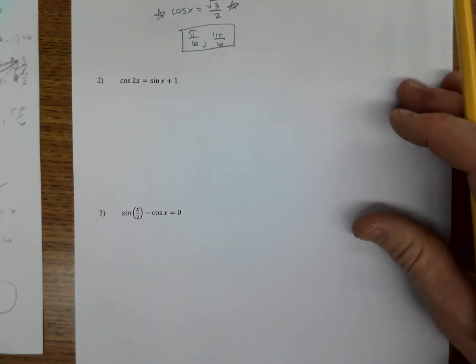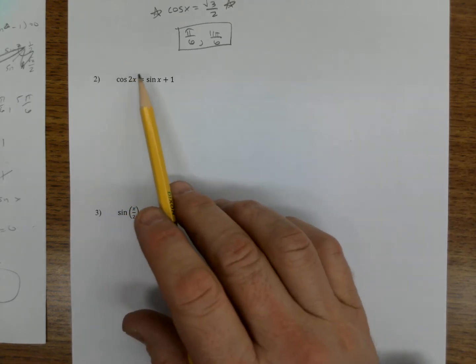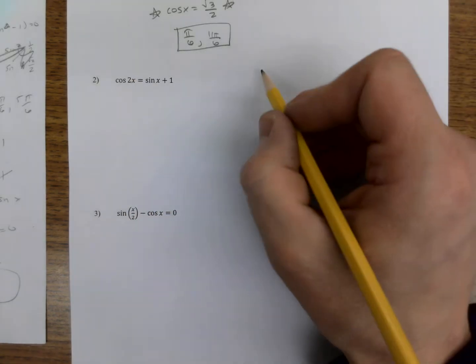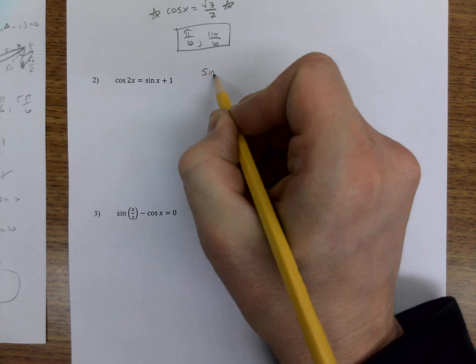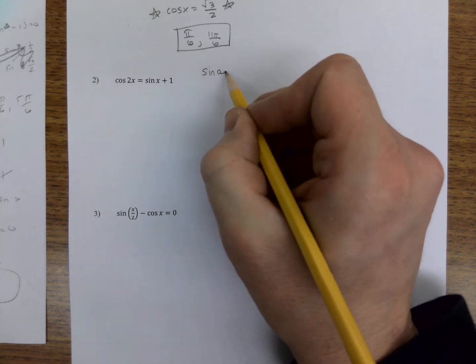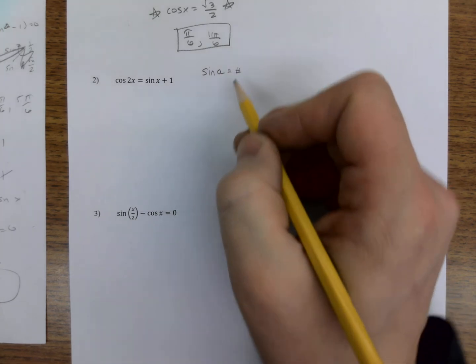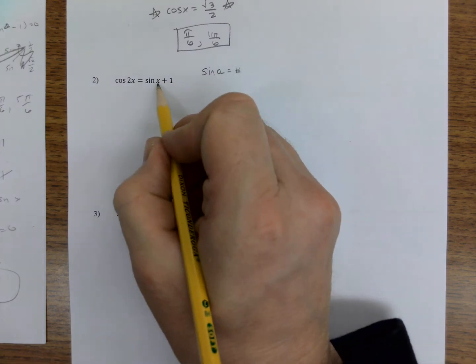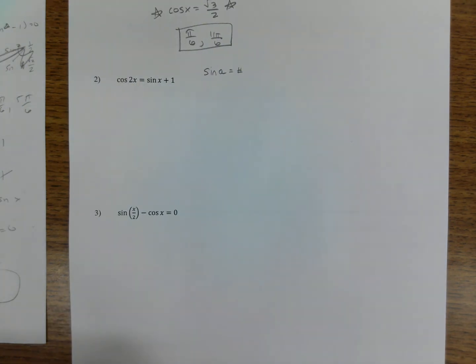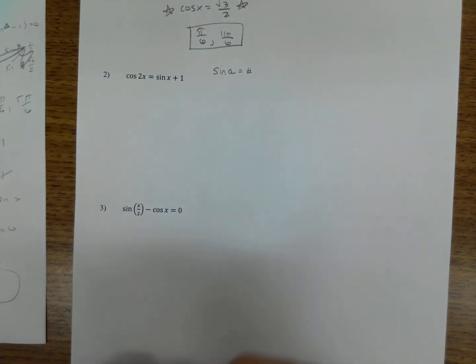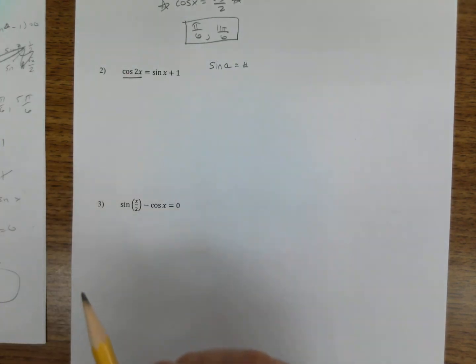All right, next problem. We have cosine 2x plus sine of x. And again, our plan is this. I'm going to write it right here. We want to get to sine or cosine, doesn't matter, of something is equal to a number. But here's the problem. We have x here and 2x here, and those are vastly different. So, well, this is a double angle formula.